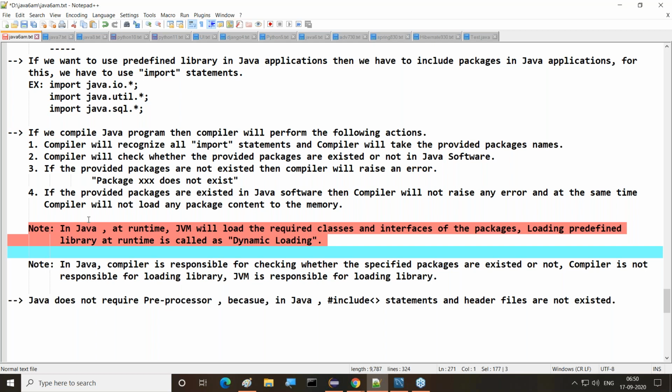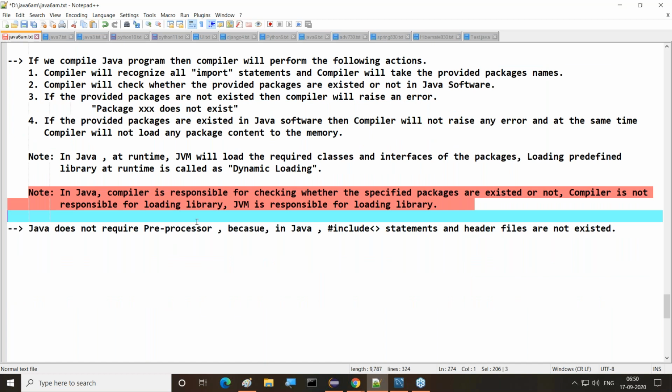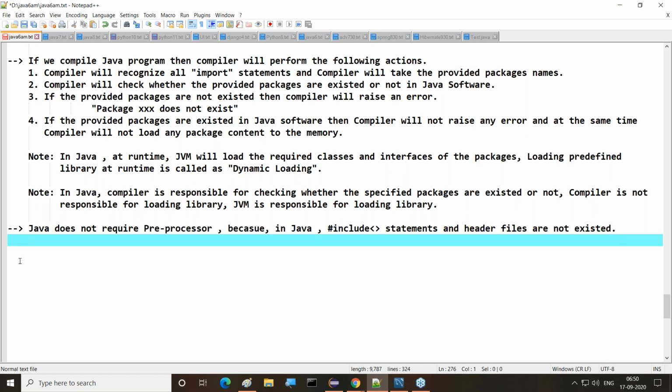Loading a predefined library at runtime is called dynamic loading. In Java, the compiler is responsible for checking whether the specified packages exist or not. The compiler is not responsible for loading libraries. The JVM is responsible for loading libraries. Java does not require a preprocessor because in Java, hash include statements and header files do not exist. If they were available, then we might think about a preprocessor, but they do not exist.